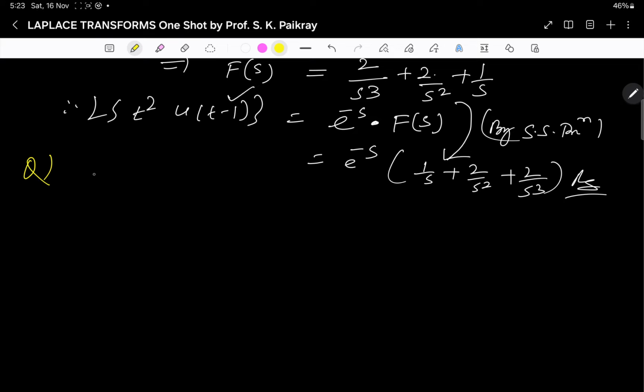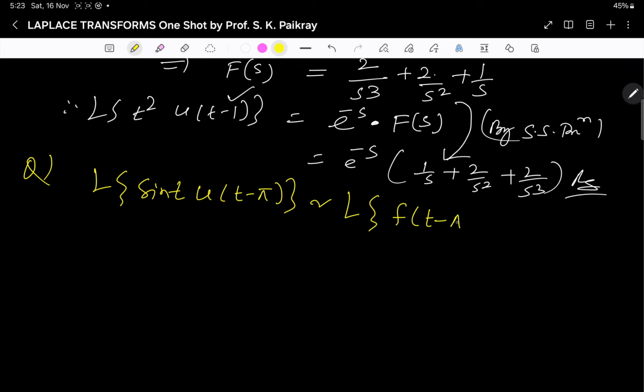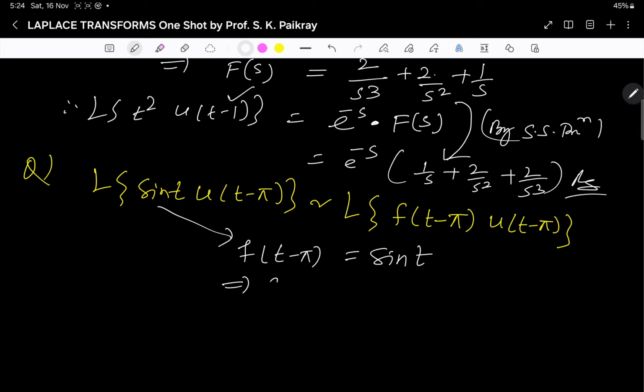Suppose I ask you one more problem. Find the Laplace transform of sin t u(t minus pi). So let this be of the form f(t minus a), where a is pi, u(t minus pi). So now what is my f(t minus pi)? This is sin t. But what is my f(t) now? So t is replaced by t plus pi. So it is sin(pi plus t). It is in the third quadrant, pi plus t. So only tan is positive, sin is negative, so minus sin t.